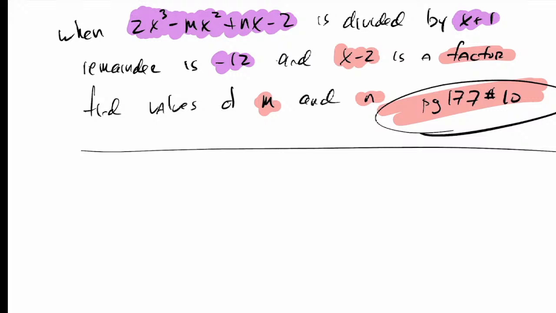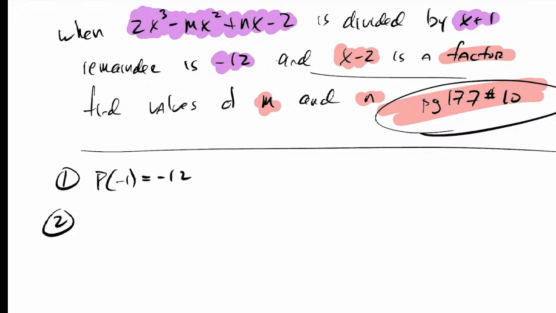I'll take this one up. They tell you you have this degree 3 polynomial. When it's divided by x plus 1, it has a remainder of negative 12. That means, by the remainder theorem, the polynomial evaluated at negative 1 is negative 12. The second piece of information is x minus 2 is a factor, which means the polynomial at 2 is 0.